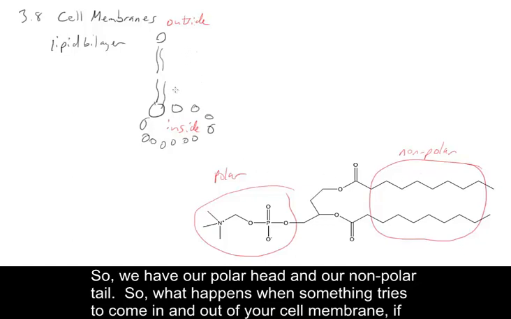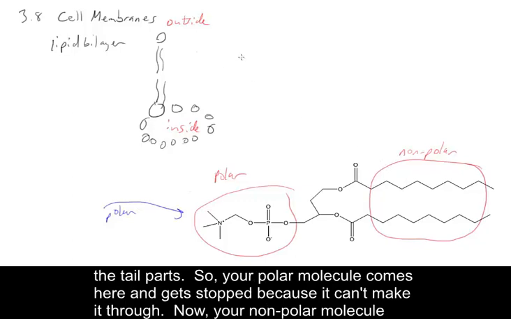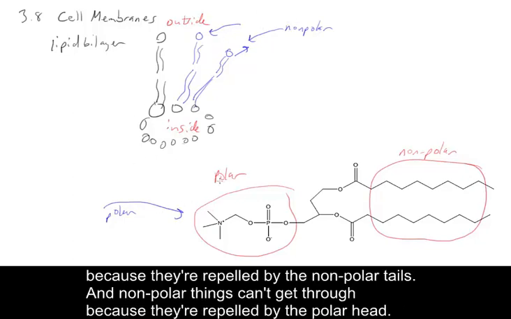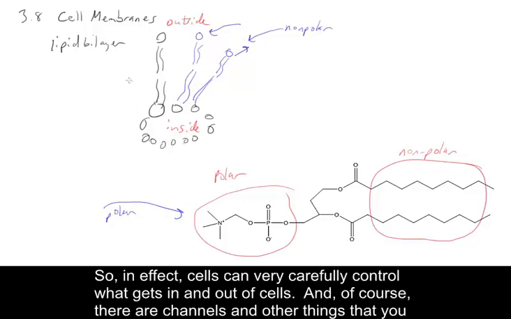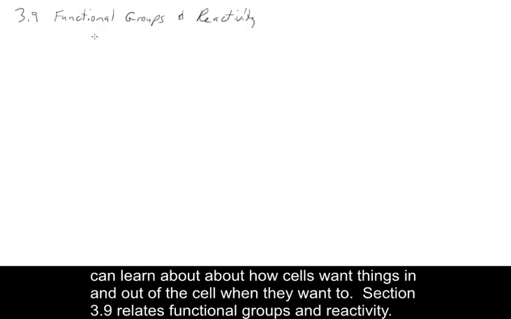So what happens when something tries to come in and out of your cell membrane? If whatever it is is polar, it gets attracted to the head, but it can't pass by the tail because there's no affinity for your polar molecule with the tail parts. So your polar molecule comes here and gets stopped because it can't make it through. Now your nonpolar molecule comes here and is pushed away from the polar head. So nonpolar things can't get through. Polar things can't get through because they're repelled by the nonpolar tails, and nonpolar things can't get through because they're repelled by the polar head. So in effect, cells can very carefully control what gets in and out of the cell, and of course there are channels and other things that you can learn about, how cells let things in and out of the cell when they want to.